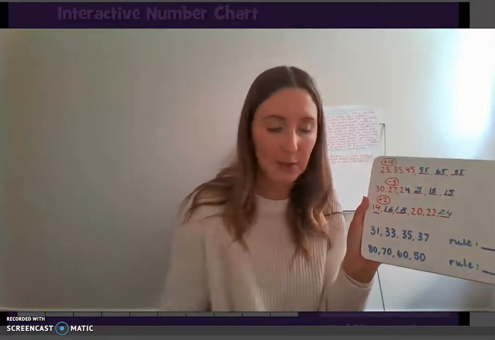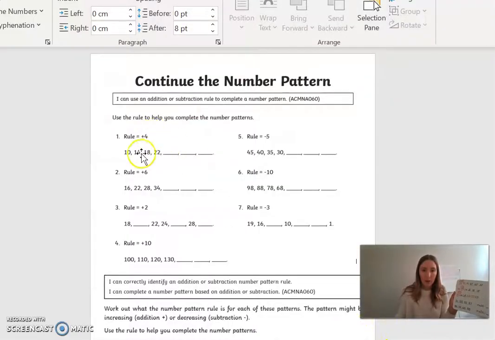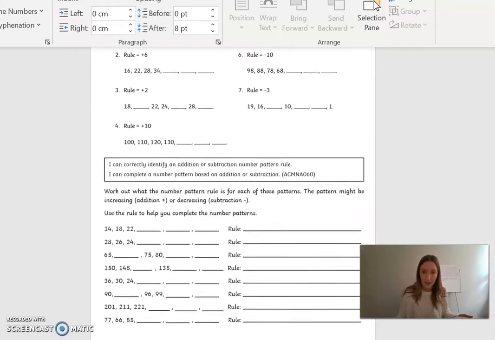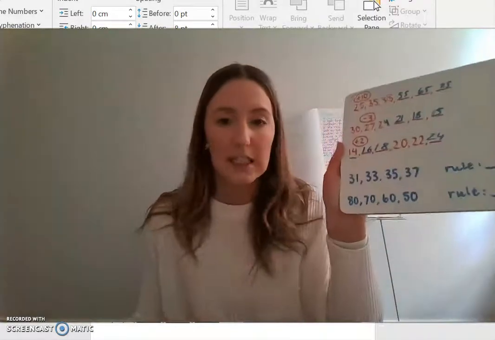So on your activity page, let me get it up for you, you will see that you have got a rule and then a series of numbers, and you've got to continue the pattern using what rule it says, adding 6, adding 2, taking away 5, taking away 10, taking away 3, and adding 10. Now your second part of your activity is you need to identify the rule and finish the pattern. So we've got to look at these numbers in each row and think what's happening between those numbers. So I've done a little example here as well.